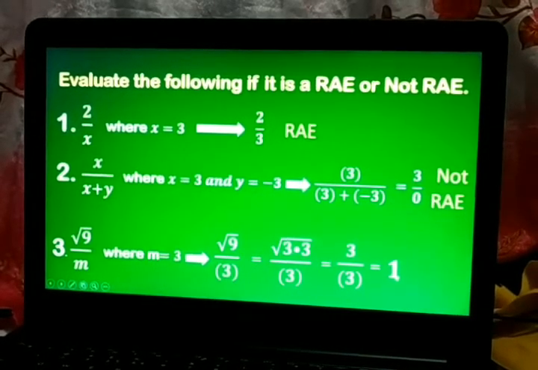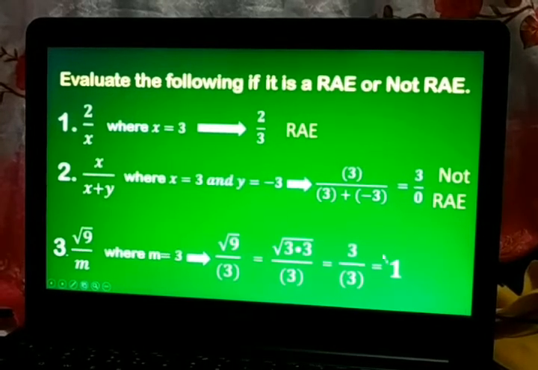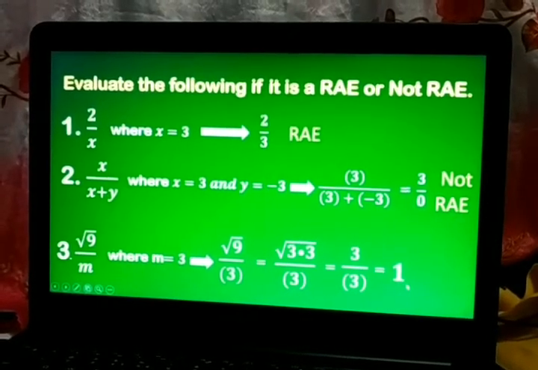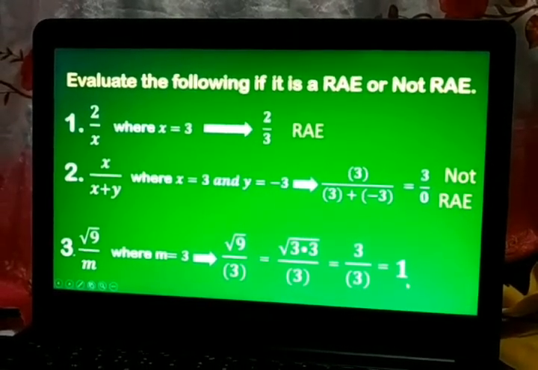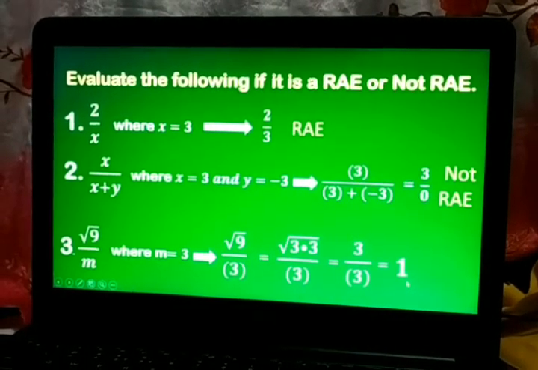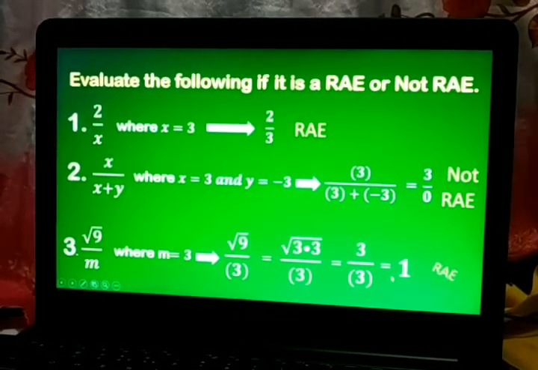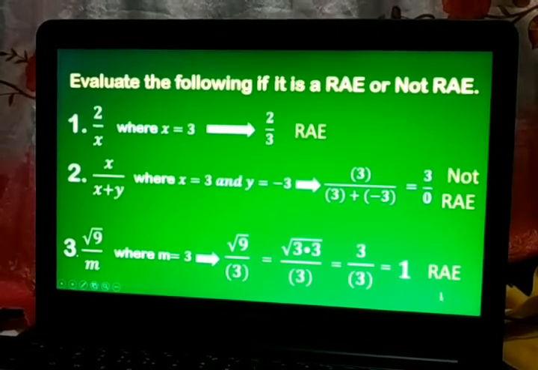Is this in ratio form? Yes, because any number or any variable without a denominator has an automatic denominator of 1. And 1 is not equal to 0. So what is the answer? Square root of 9 over m is a rational algebraic expression.